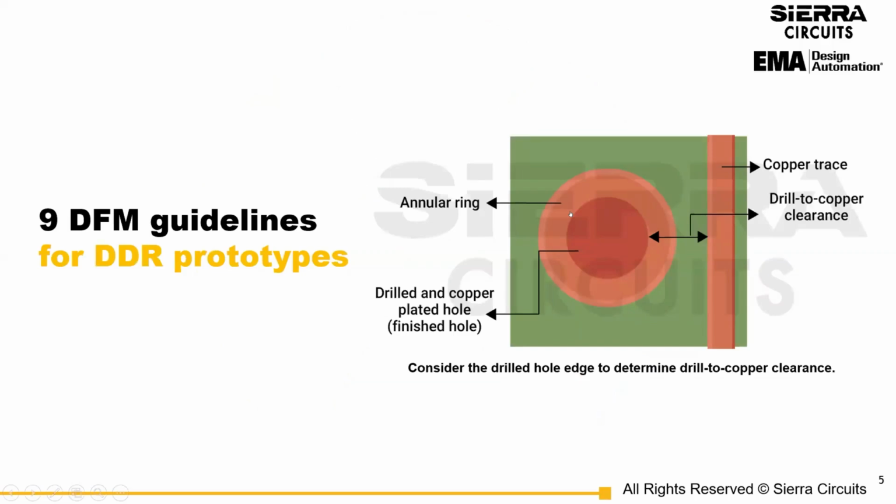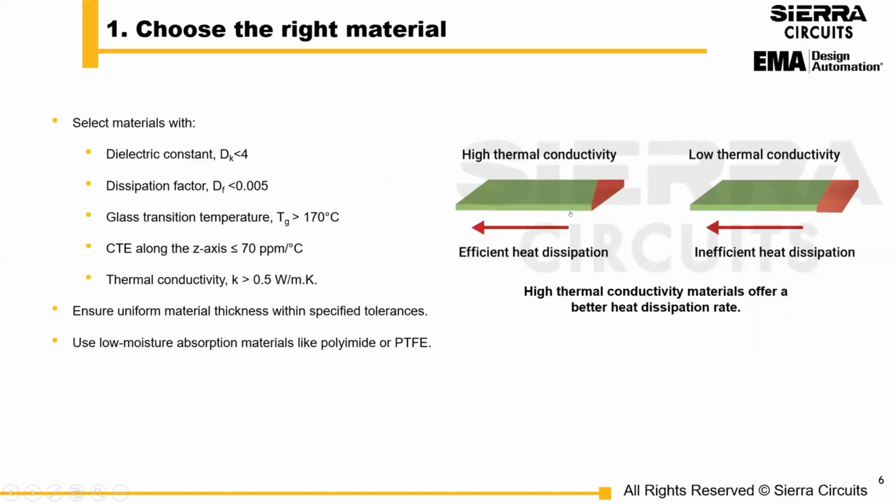We'll discuss typical DFM best practices now to avoid manufacturing delays and ensure reliability. The first one that you have to do is choose the right material. If you want to avoid overheating and mechanical damage, you can follow some of these DFM rules while selecting PCB materials. You can select materials with dielectric constants and dissipation factor that are less than 4 and 0.005.